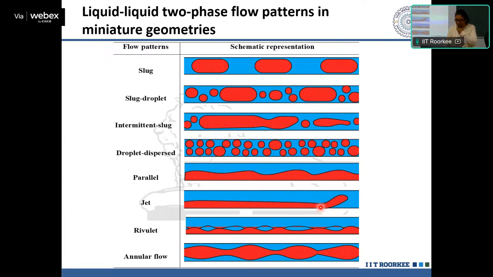Then this is a very interesting one. This is parallel flow. This parallel flow is when you have a special type of inlet where two fluids may be injected. Let me see if I have this one. Yes.